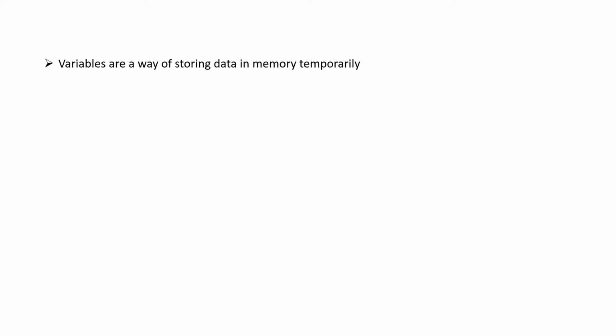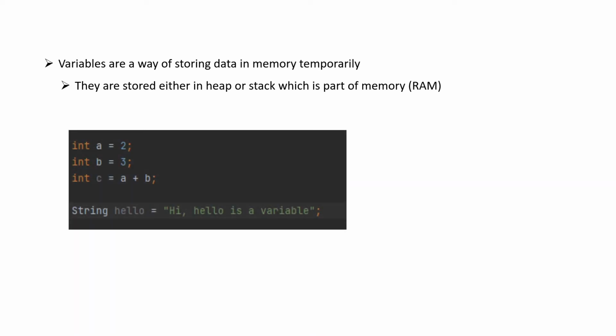Variables are a way of storing data in memory temporarily. They're stored in either the heap or the stack, which is part of RAM. Here's an example of variable declarations A, B, and C in Java, which is storing integer values. Now, I'll be diving more into details in a separate video on how variables are treated and stored in memory, and the ins and outs of it.